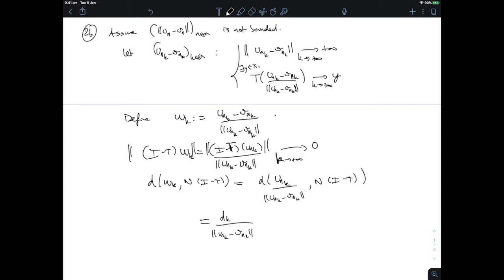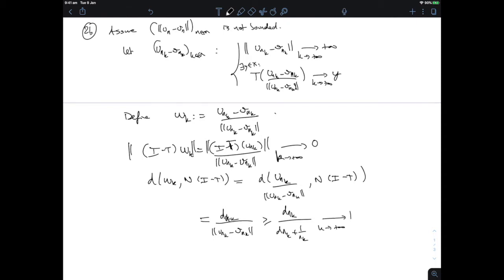But ||u_nk minus v_nk|| is smaller than d_nk plus 1 upon k, so this entire thing here is certainly greater than d_nk divided by d_nk plus 1 upon n_k. And I don't really care what that is, but one thing for sure is that as k goes to infinity, this goes to 1.